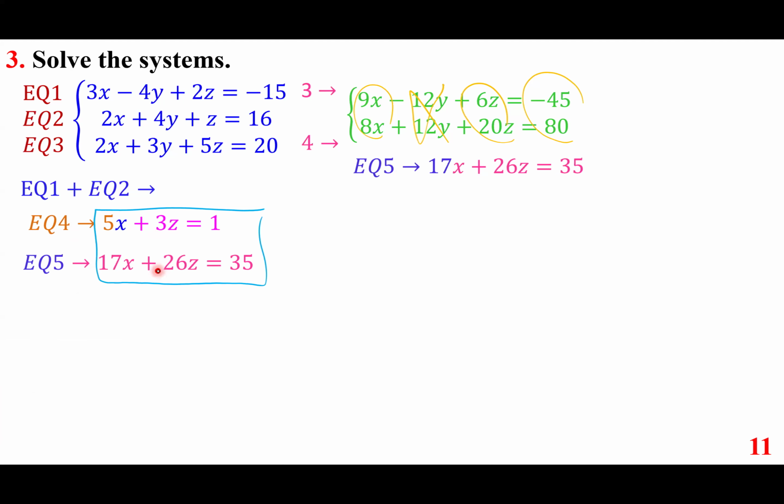Okay. So we can get rid of one of the variables. For example, if you want to get rid of the x, you can multiply this one by 17 and this one by 5, one of them negative. So let's say the top one by 17, we get 85x plus 51z equals 17. And let's say this one by negative 5, we get negative 85x, negative 130z, and negative 175.